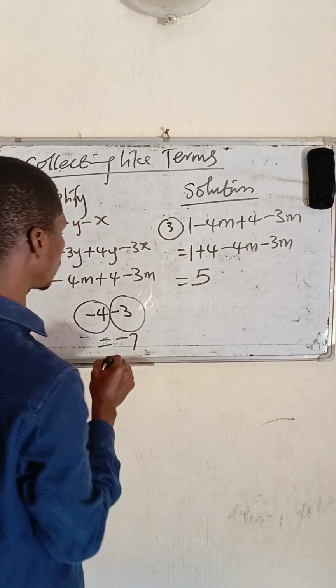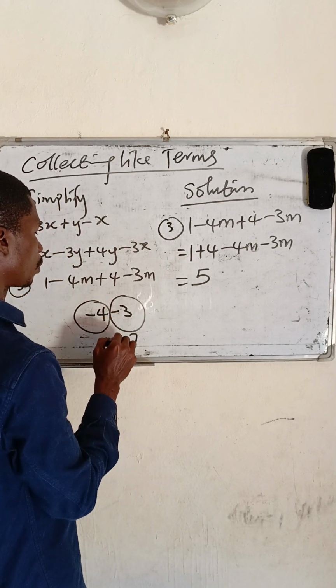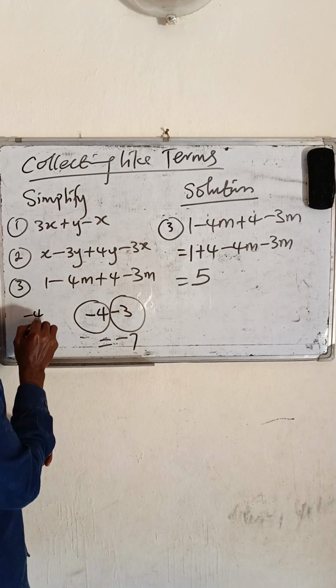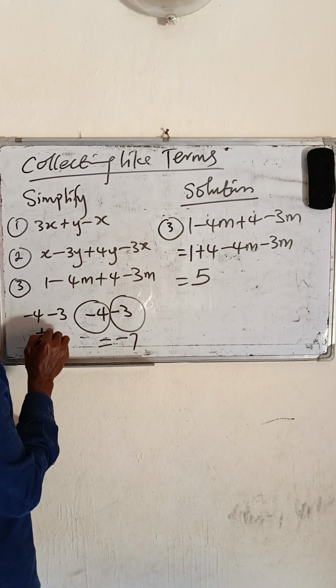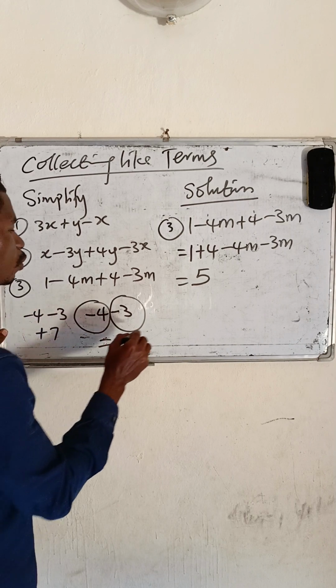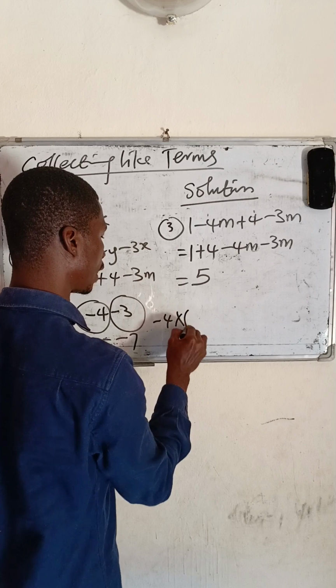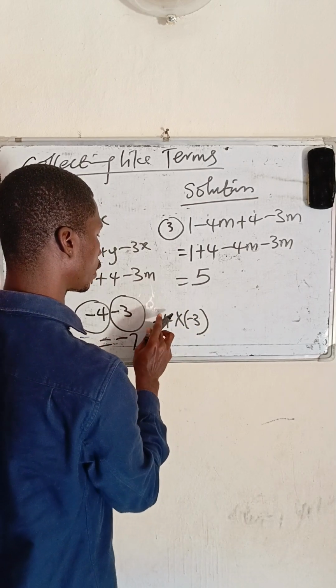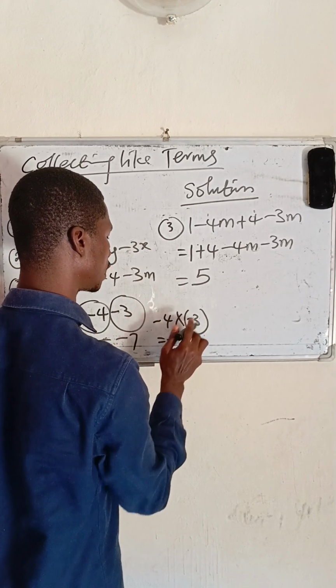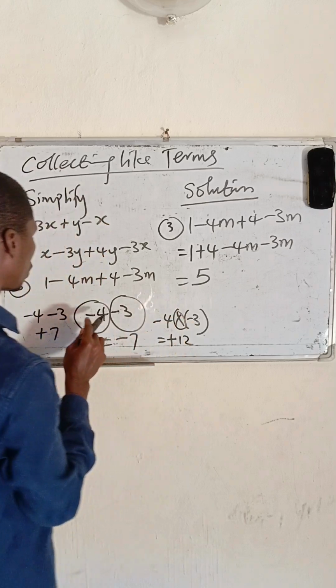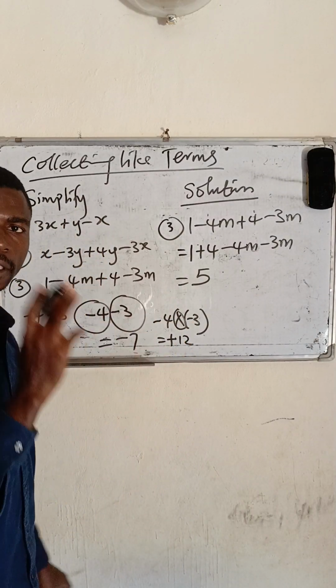Please don't make the mistake of saying minus times minus is plus. Don't make the mistake of saying minus 4 minus 3 is plus 7. You only do minus 4 times minus 3, which is minus times minus is plus, 4 times 3 is 12. You do that in multiplication, but not in addition and subtraction.